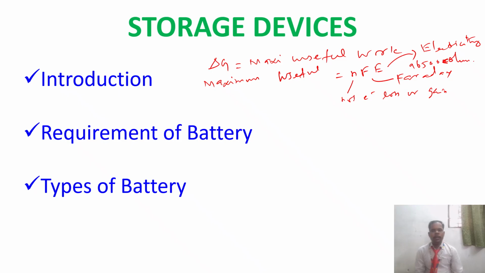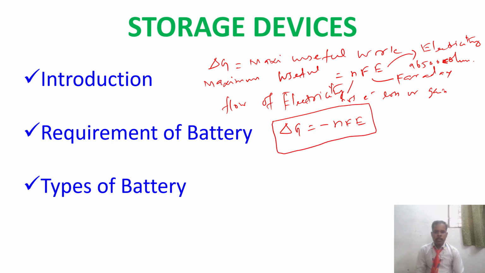When a cell operates, work is done on the surroundings. That is called the flow of electricity. For this flow of electricity, delta G is equal to minus nFE. The decrease in free energy is indicated by the negative sign, or otherwise we can write delta G is less than 0.